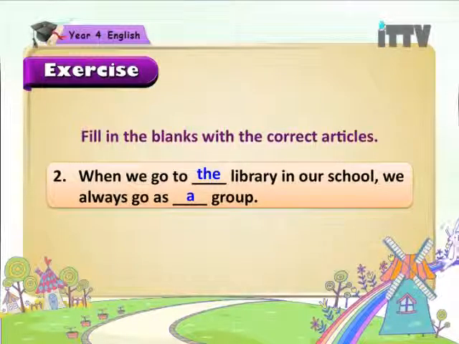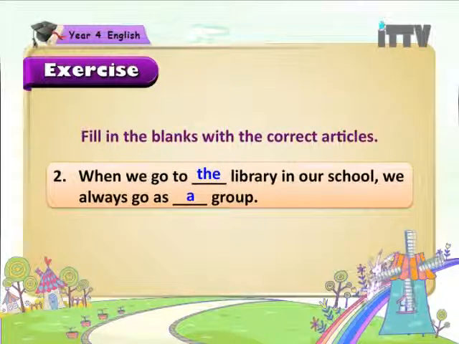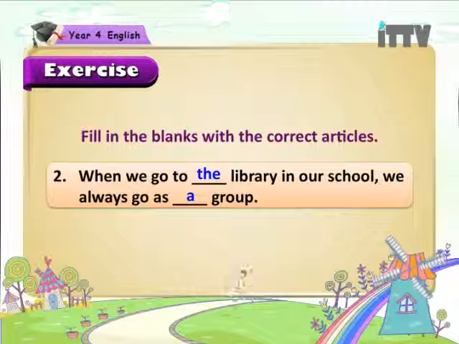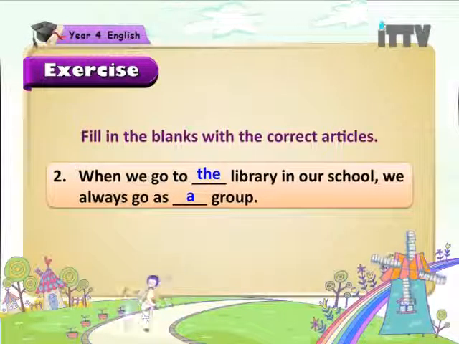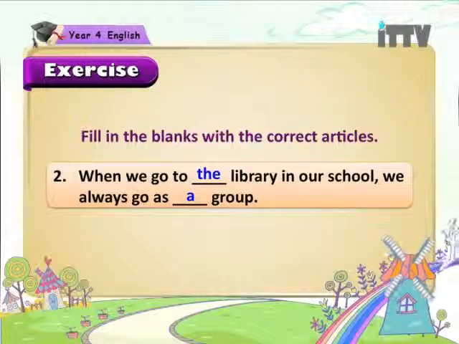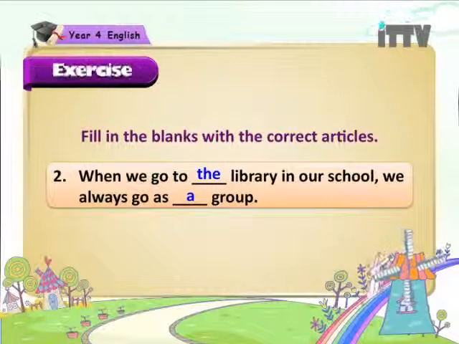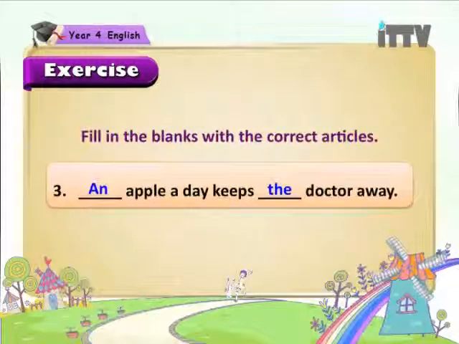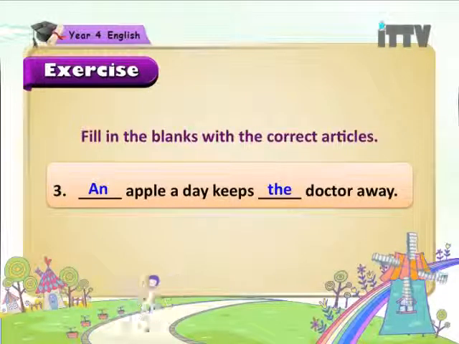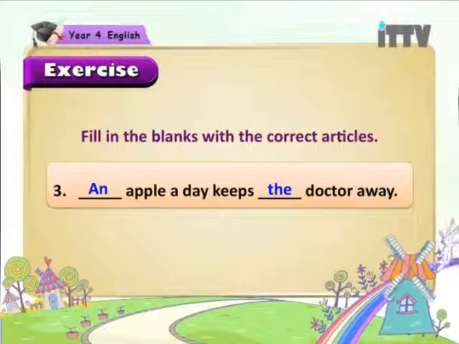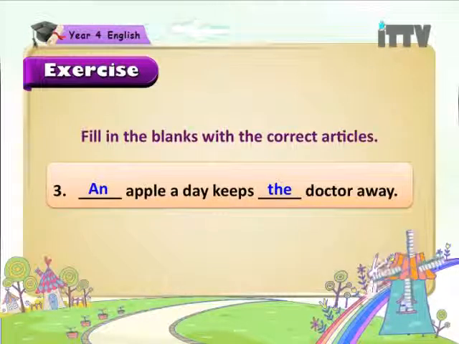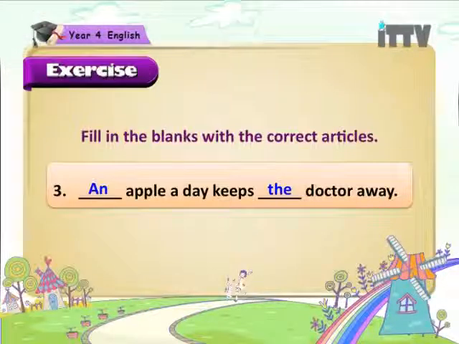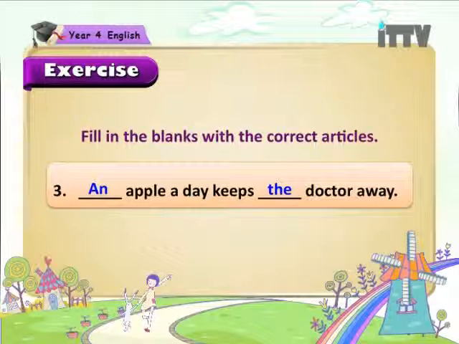When we go to the library in our school, we always go as a group. Now the library is a specific place, and you use a group because the members of the group may not be the same. An apple a day keeps the doctor away. Now the doctor is a specific profession, and remember, you use an before a vowel, so it becomes an apple.